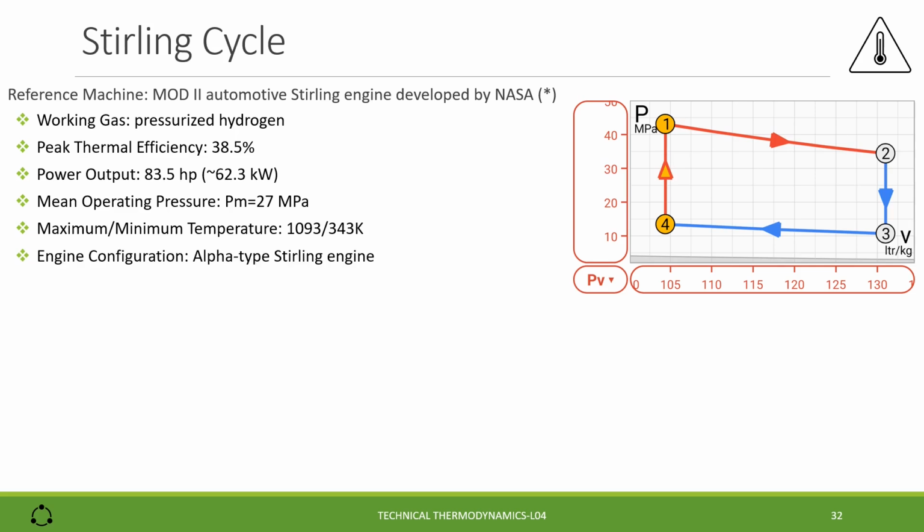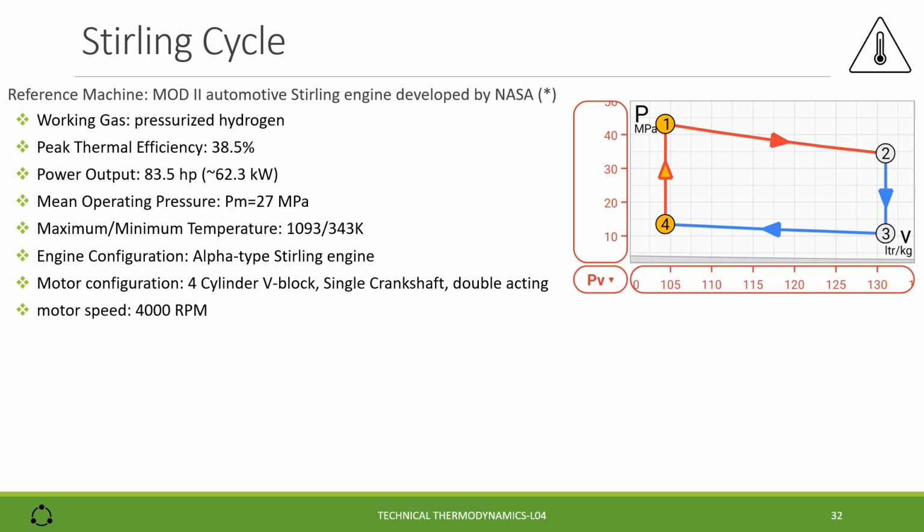The engine configuration is the alpha type Stirling engine, and the motor configuration is a 4-cylinder V-block, single crankshaft and double acting. The maximum motor speed is 4000 RPM.